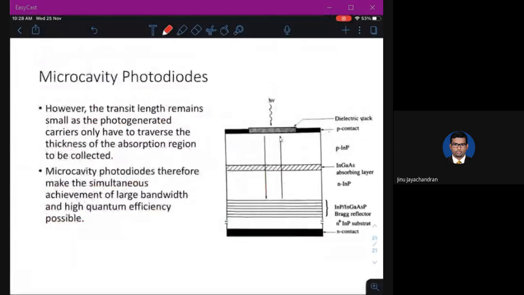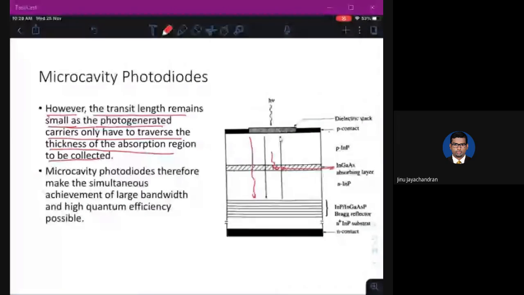However, the transit length remains small, as the photogenerated carriers only have to traverse the thickness of the absorption region to be collected. The transit time will remain the same because once the photon is incident here, the electron-hole pair will be created and it needs to cross only this part. It need not cross the complete length. So the transit time of the electron will remain the same, but the quantum efficiency will also increase because you are creating a resonance cavity inside this diode, because of which more light will be absorbed.